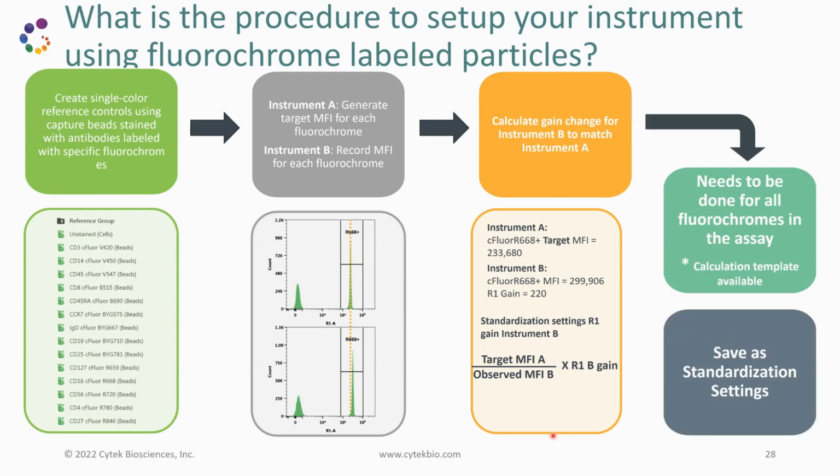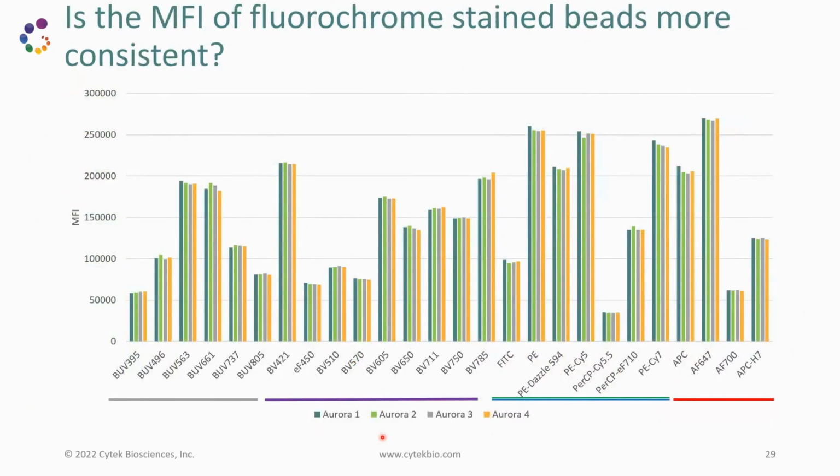Once you have done the exercise on each instrument that you're going to standardize, you're going to save those settings as standardization settings, and you're good to go. You're going to track their stability over time using the QC beads, but now every time that you run the same fluorochromes in each machine, you're going to reach a higher level of agreement. How much more agreement?